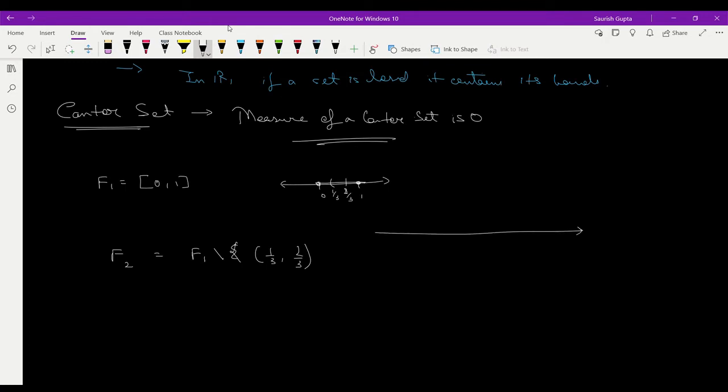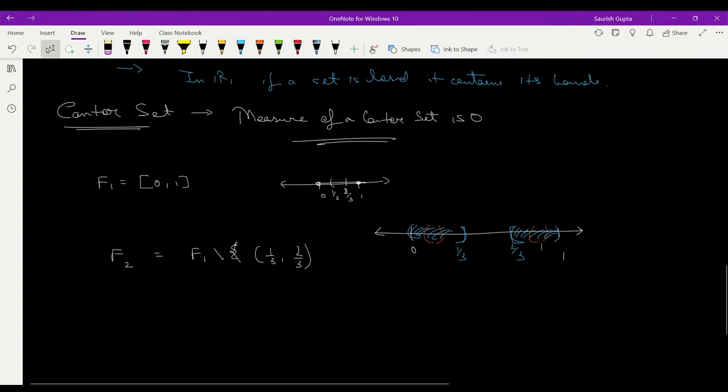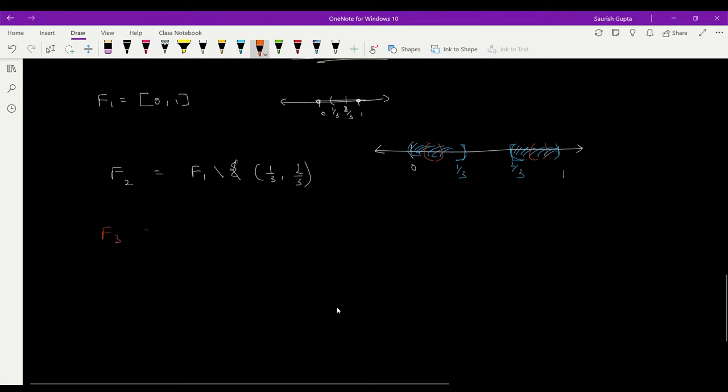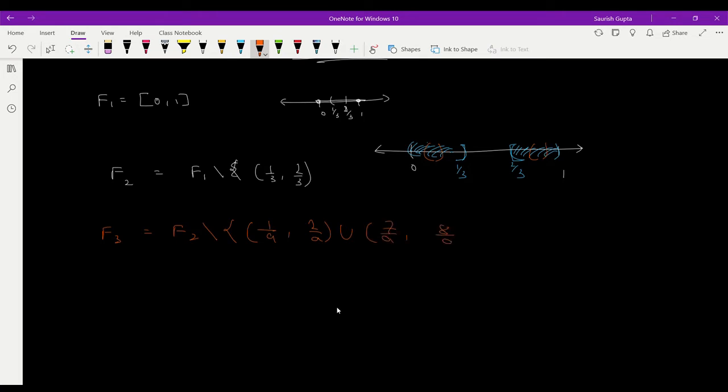Clear? So what are we now left with? So this was F1. Now we are left with this much: this is 1/3, this is 2/3. Rather this much, because this was a closed set. Now we cut 1/3 from here and 1/3 from here, and make it smaller again. So we form a new set F3, which is F2 minus the open interval (1/9, 2/9) union (7/9, 8/9).